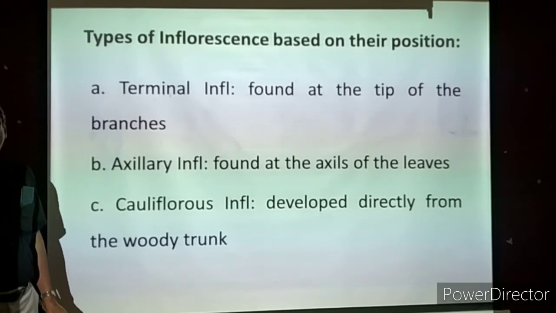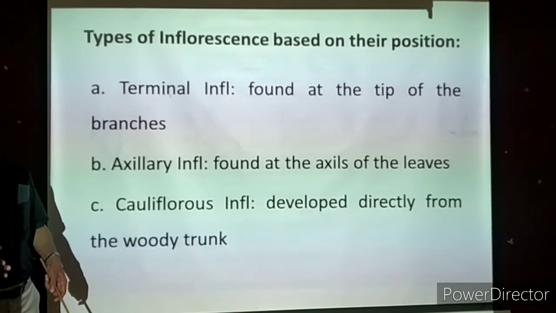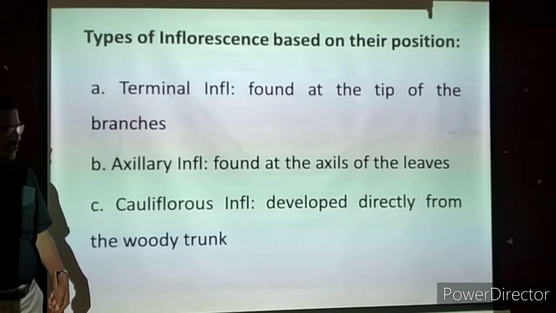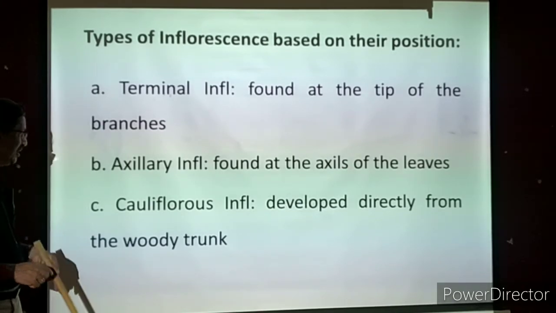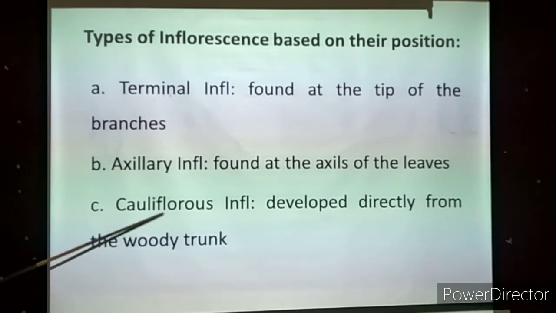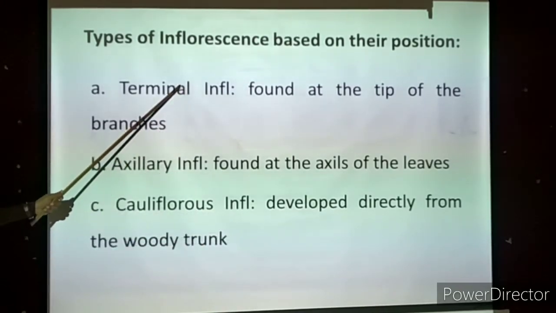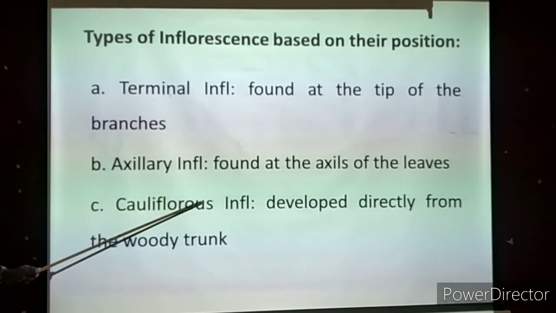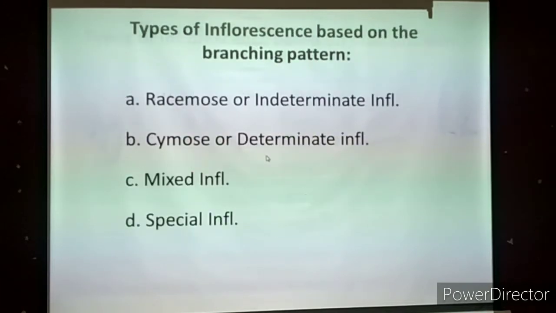Now the tree has a main trunk. The trunk is only a very stout main stem, bearing branches, leaves, flowers, fruits, everything. But here the inflorescence is arising from the trunk. That is called cauliflorous. So terminal inflorescence, axillary inflorescence and cauliflorous inflorescence are the three types of inflorescence present in plants.